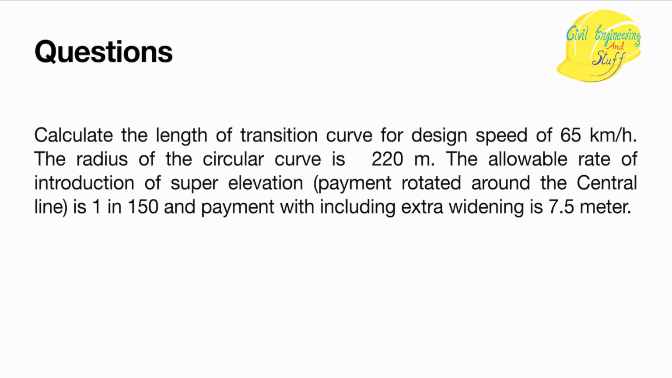Now let us do a numerical. The question is that we have to calculate the length of the transition curve for a design speed of 65 km per hour. The radius of the circular curve is 220 meters. The allowable rate of introduction of super elevation for the pavement that is rotated along the central line is 1 in 150, and the pavement includes extra widening of 7.5 meters. So we have to calculate the length of the transition curve. Alright, let's attempt the question.